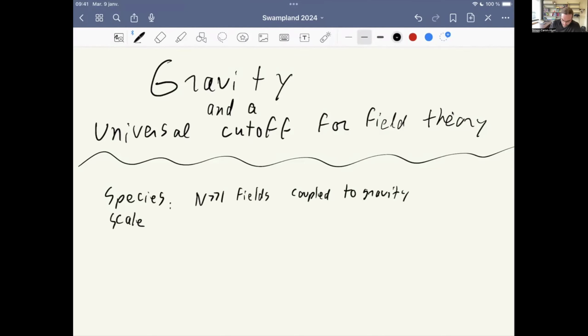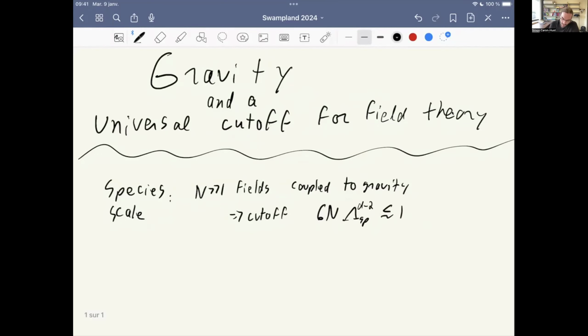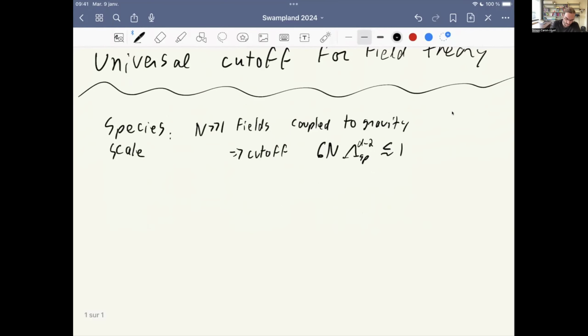And then the understanding is that in such a situation, we have a cutoff that is lower than the Planck energy, given by a formula that looks like this: Newton's constant times number of fields times the cutoff squared, the so-called species scale, less than one. Okay, so that defines the cutoff of this theory. And there are various arguments for that. I will just briefly review a few.